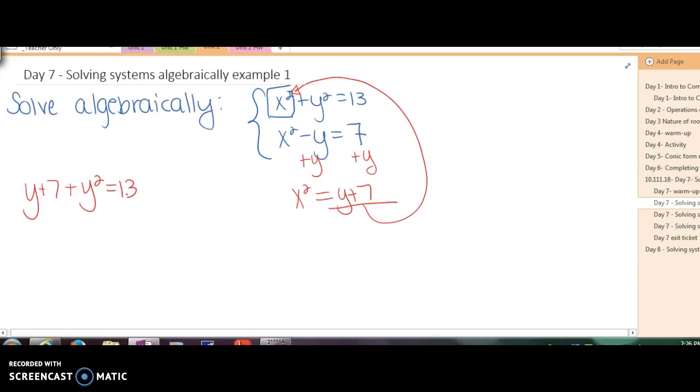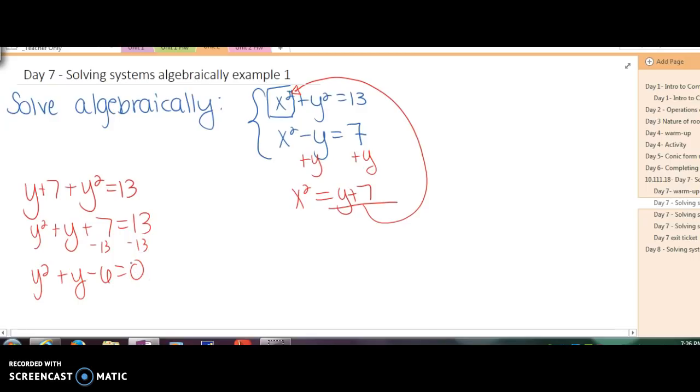Now I still am left with a quadratic, so I still have a y squared, which means I need to get all my terms on one side, and then I'm going to either have to factor or use the quadratic formula or complete the square. So if I rewrite this in the correct order, I have y squared plus y plus 7 equals 13, and then subtract over my 13, I get y squared plus y minus 6 equals 0.